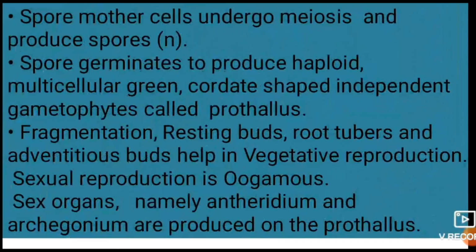So each and every term is very important: homosporous, heterosporous, eusporangiate, leptosporangiate. The spore mother cells undergo meiotic division and produce spores. These are reduction divisions, because of the involvement of meiosis. Spores germinate to produce haploid, multicellular, green, cordate shaped independent gametophytes called prothallus. So in the pteridophyte group of plants, the gametophyte generation is called prothallus.